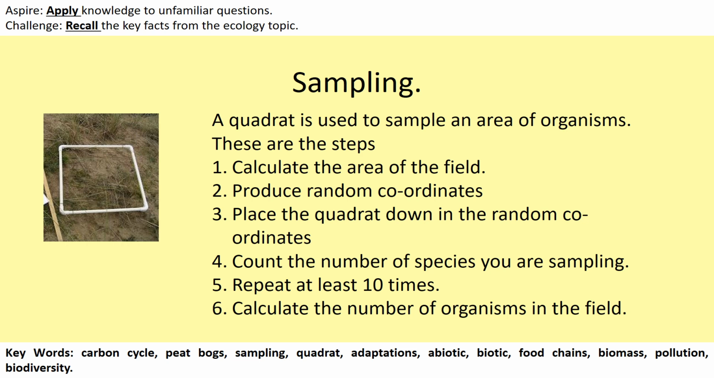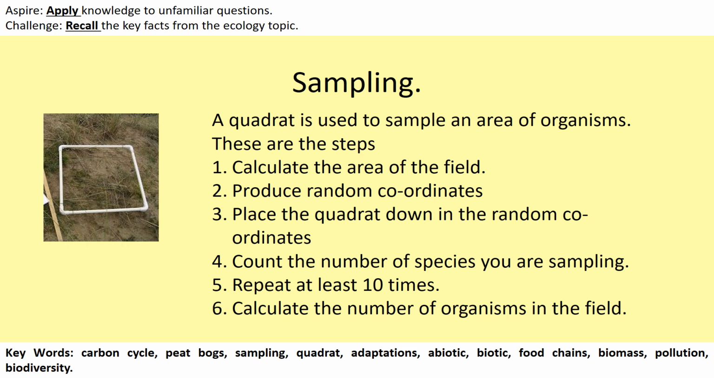coordinates. Once you put it down, please remember to say that you would count the number of species that you're sampling, and then you've got to repeat it. I would suggest at least 10 times. Then once you know the average of how many is in each square, you can calculate the number of organisms in the field.